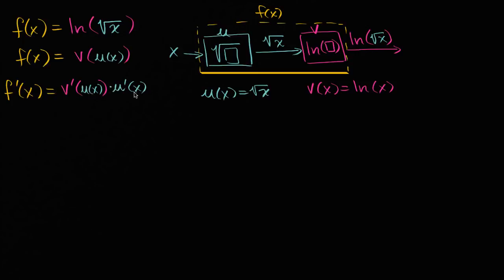So how do we evaluate these things? Well, we know how to take the derivative of u of x and v of x. U prime of x here is going to be equal to, well, remember, square root of x is just the same thing as x to the 1/2 power.